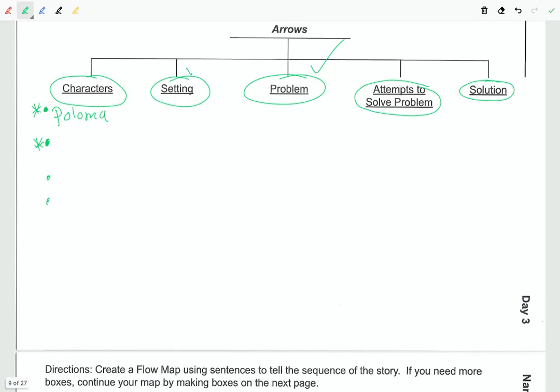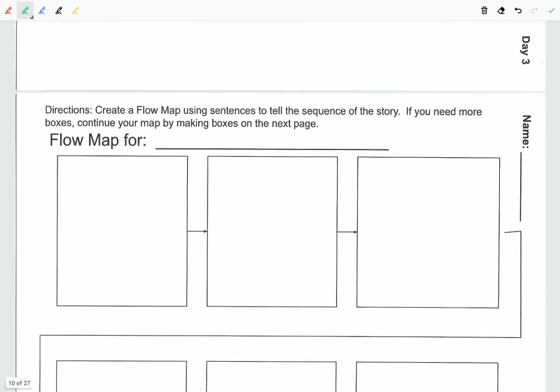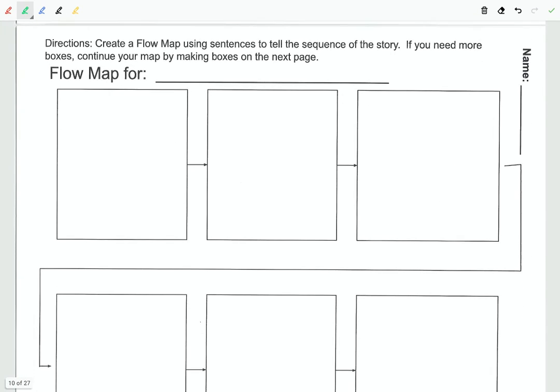The setting: where is this taking place? Where is this happening? The problem, or the conflict, we would call it in class. What is the problem, or what is the thing that they are trying to figure out or to solve in this story? And then the things that they tried to solve the problem and the final solution. And so you just go ahead and put bullet points in there as you complete it.